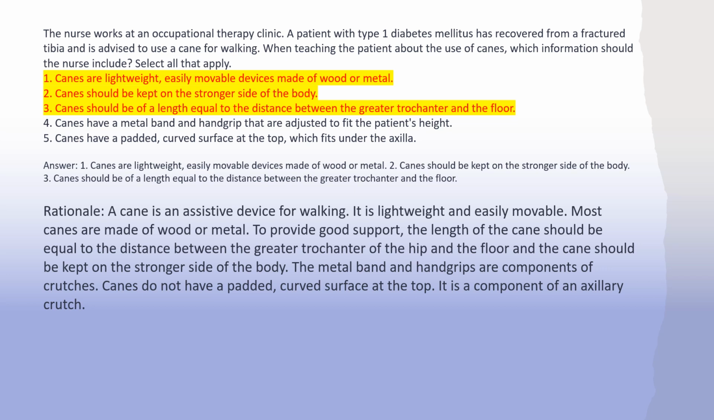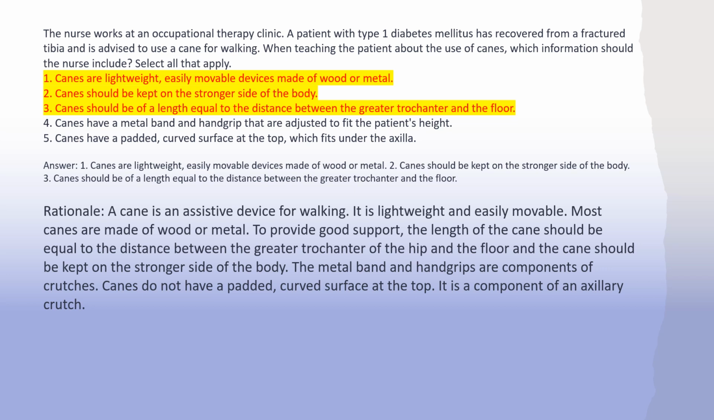Rationale: a cane is an assistive device for walking. It is lightweight and easily movable. Most canes are made of wood or metal to provide good support. The length of the cane should be equal to the distance between the greater trochanter of the hip and the floor, and the cane should be kept on the stronger side of the body.